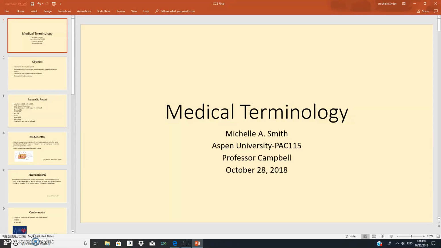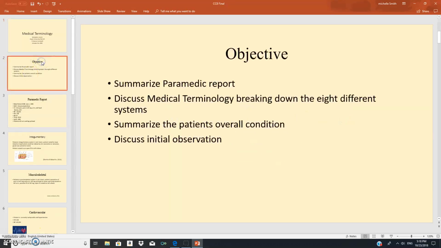A case study will be presented, and all terms will be used medically. The objective of this PowerPoint is to summarize a paramedic's report, discuss medical terminology, breaking down the 8 different systems, summarize the patient's overall condition, and discuss initial observation.